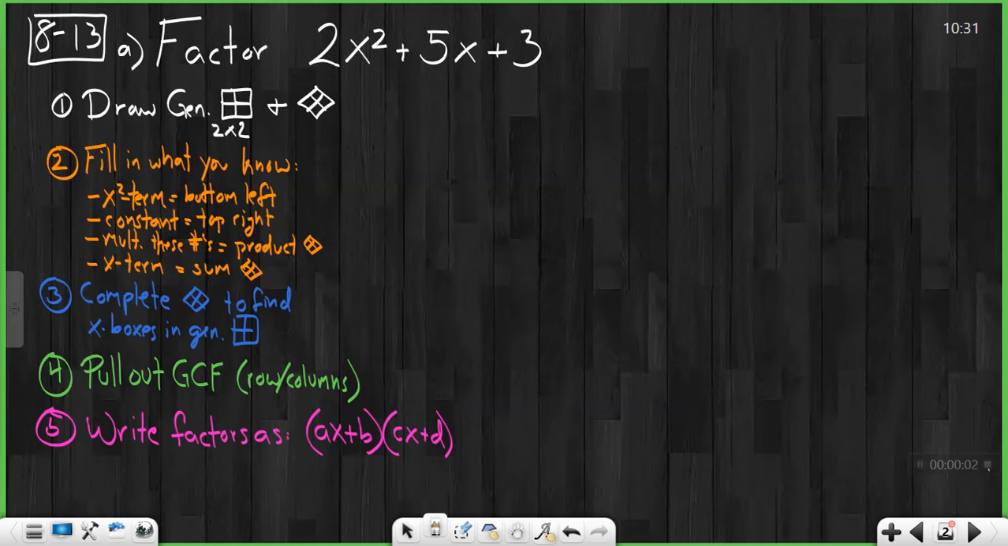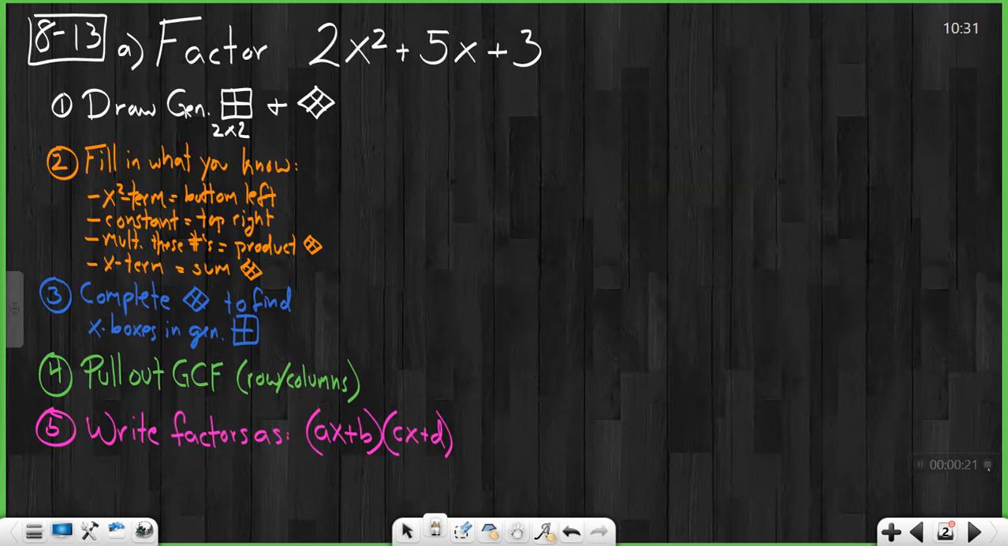All right, if we asked you to factor 2x squared plus 5x plus 3, we are looking at a basic trinomial. We're just looking at the very basics of how to use a generic rectangle and diamond problem to factor this trinomial. I've got my steps over here on the left, so if you need to write any of this down, you can copy those out to study those.